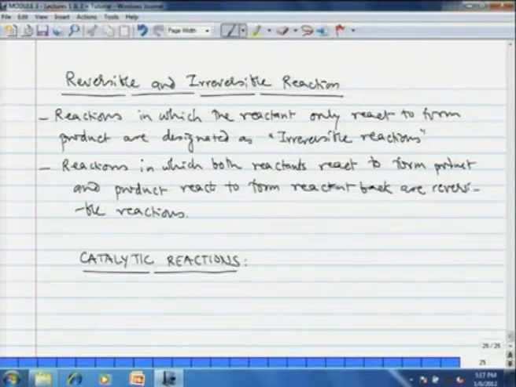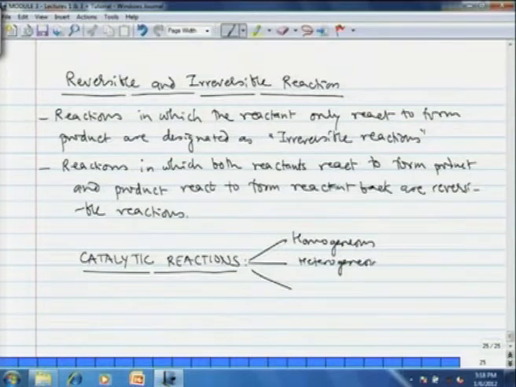Okay. Catalytic reactions, 3 types as I just mentioned: homogeneous catalysis, heterogeneous, third is the biological, but well, it can be put in the same category. So, we shall say 2 categories instead of 3, homogeneous and heterogeneous.